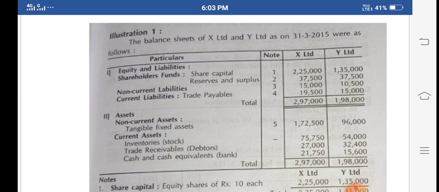In the assets, related to the tangible fixed assets, a note is also there. The total of equity and liabilities of X Limited is rupees 2,97,000, and for Y Limited it is rupees 1,98,000. The assets for X Limited are 2,97,000, and for Y Limited 1,98,000. So this is about the balance sheet of X Limited and Y Limited. Now see the notes given here.